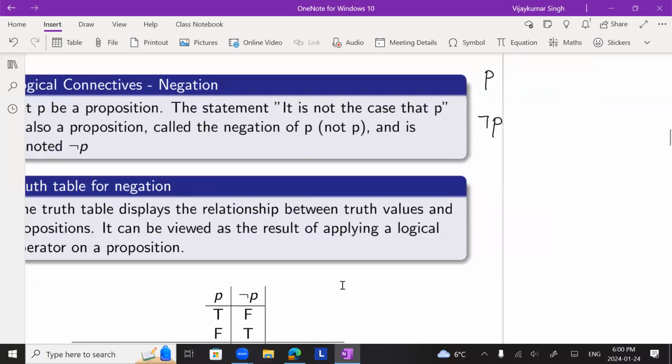For example, let's make a statement. It is raining. This is my statement P. Then the negation of this would be what? It is not raining.